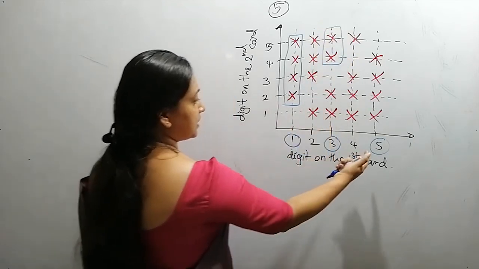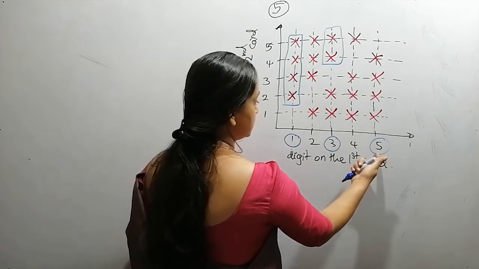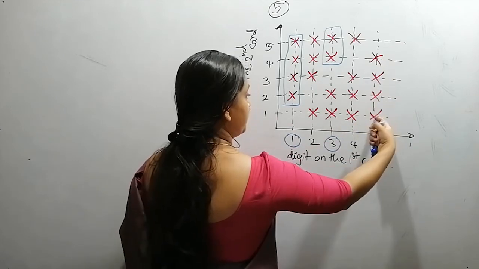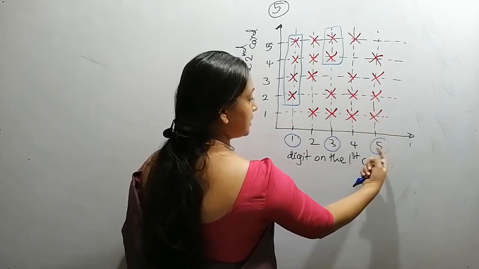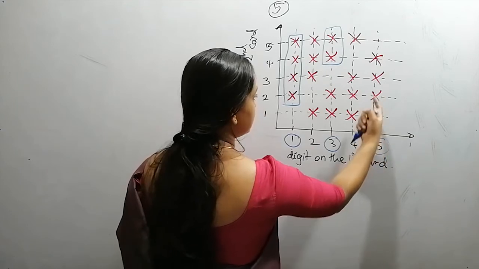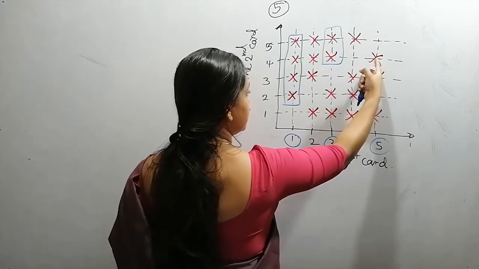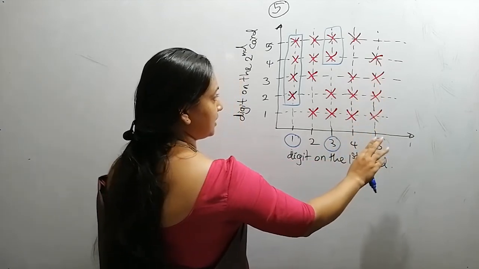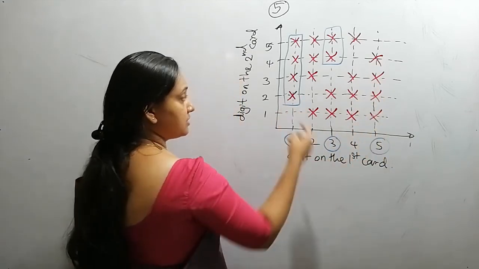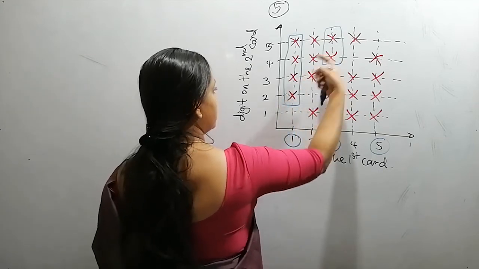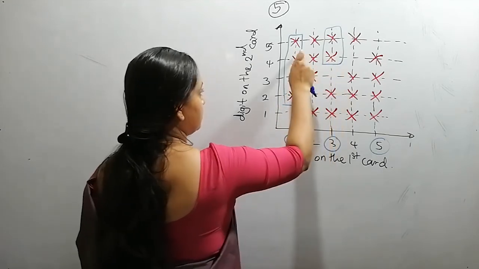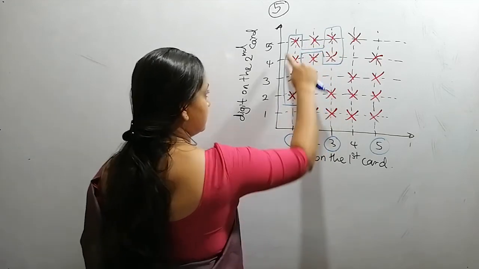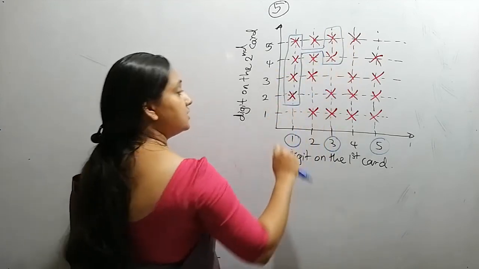Then here, if the first number is 5, the second number could be these 4, but the second number should be greater than 5. But these 4 numbers are less than 5, so the second number cannot be one of these 4. Then for the second number, the possible numbers are only these 2 spaces. Then we can mark it like this. This is the possible sample space for the second number.